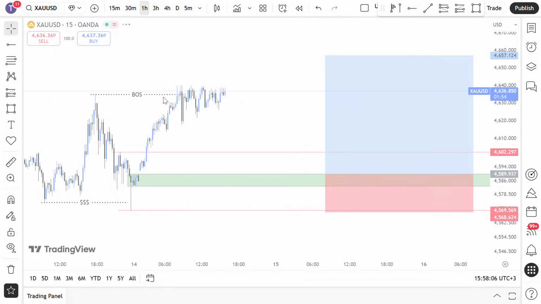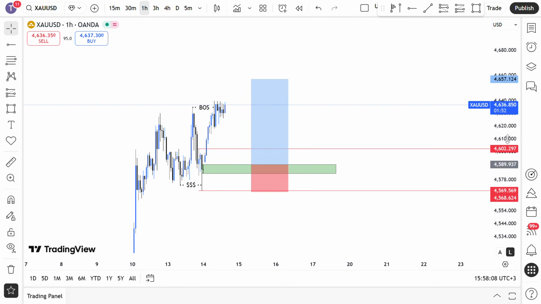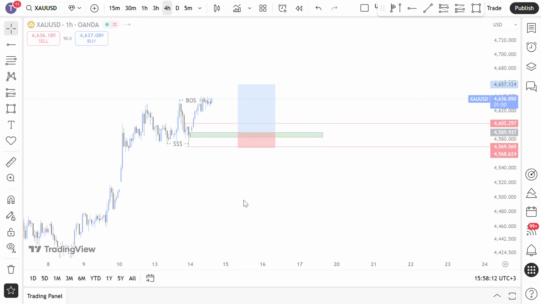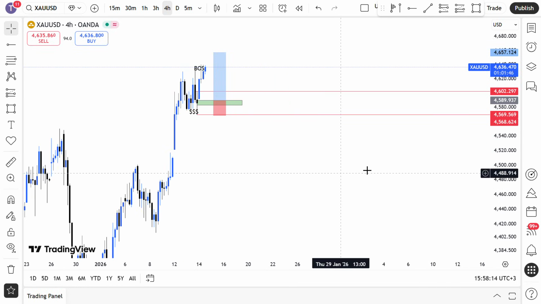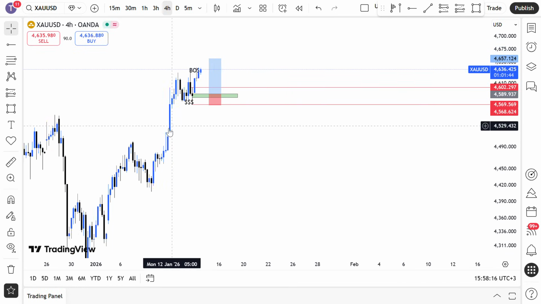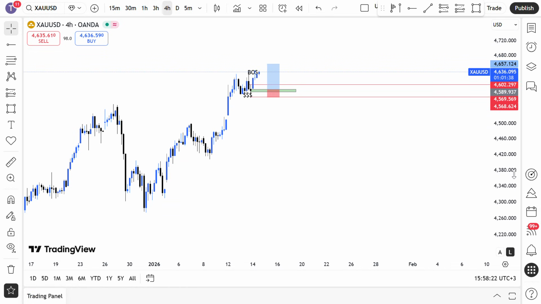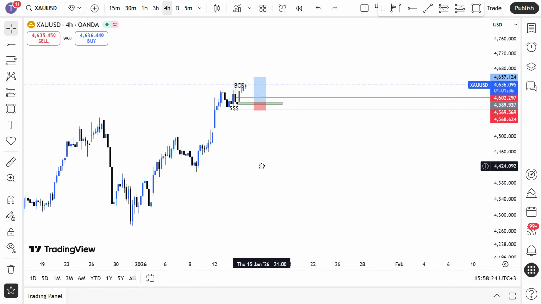But in case the price violates that low, we'll be having a change of character, and that means the price will be dropping even lower to come into these areas to fill the fair value gap that was left behind down here. So we will wait very patiently to see what the price will be doing today.